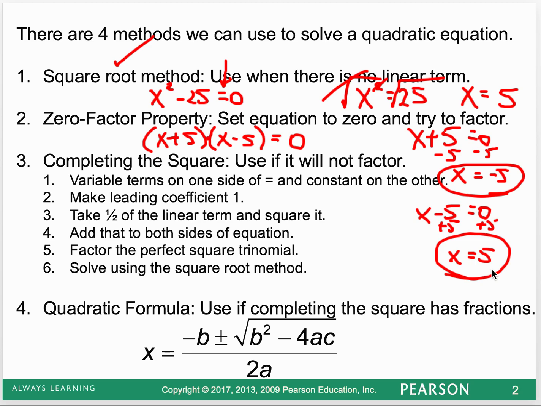But let's take a minute and look at this. This equation is this same equation. All I did was add 25 to both sides. These are 2 identical equations. But if I solved it by factoring, I got 2 answers. If I solved it by the square root method, I only got 1. Which means I'm not completely finished with this square root method.